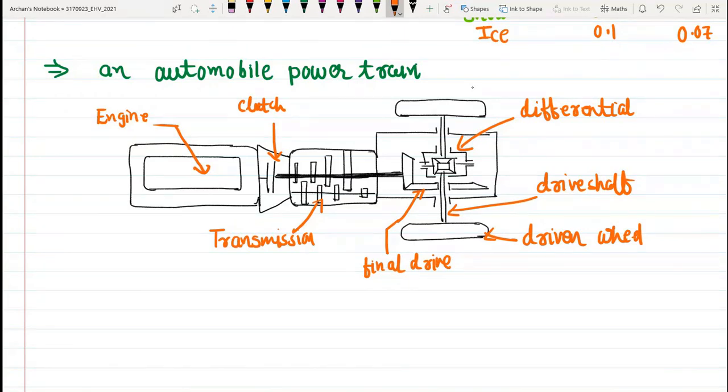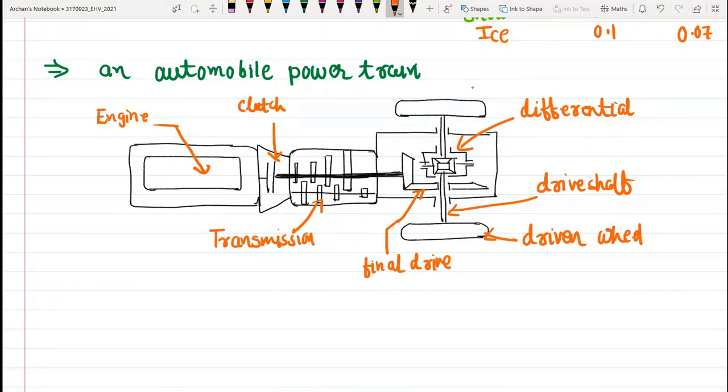Now this consists of a power plant, which is the engine in our case, and if it is an electric vehicle, then it will be an electric motor. Okay. Then we have a clutch in manual transmission or a torque converter in automatic transmission. Okay. We do have two types of automobiles available. One is with manual gear, another one is with automatic gear. So in automatic gear, it will be a torque converter, while manually it will be a clutch. Okay. Then we have this transmission, which is nothing but a gearbox. Then we do have the final drive, differential, drive shaft, and the driven wheels.